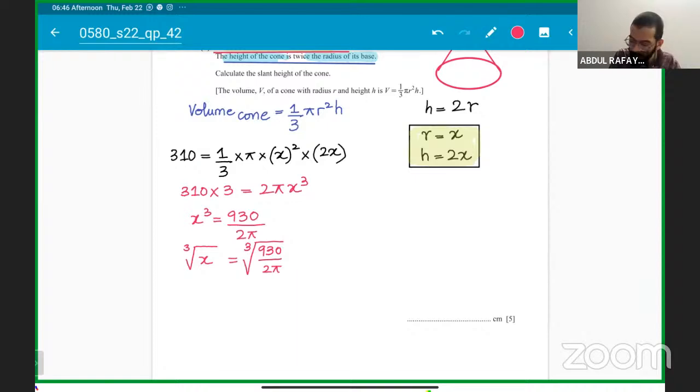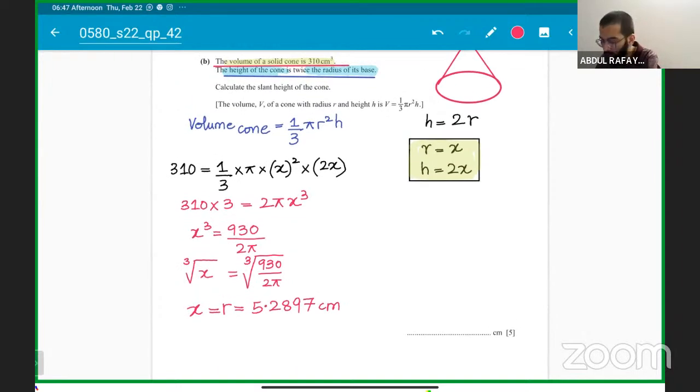So if we try to simplify it, we have to do it that way. So we are getting x, or radius, is equal to 5.2897. Okay, 5.2897. Is everyone getting it? Radius is equal to 5.2897. We'll round it off as well.